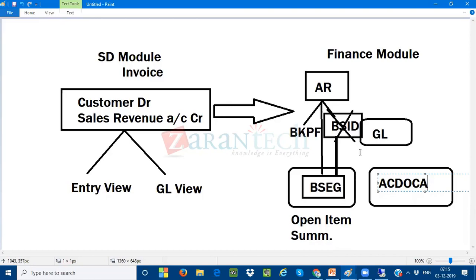So when I want to read the data of the open item, the system will redirect and read the data from where?